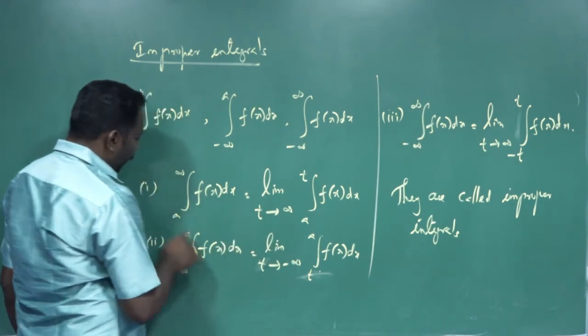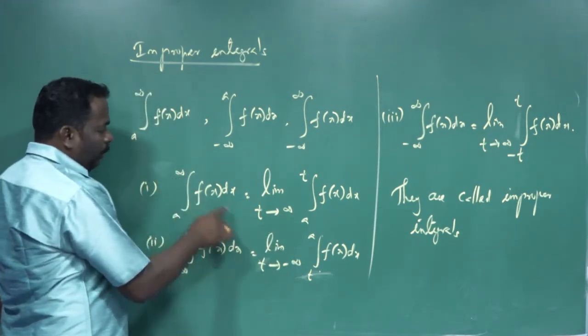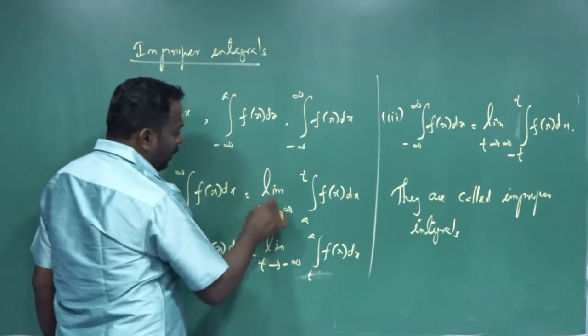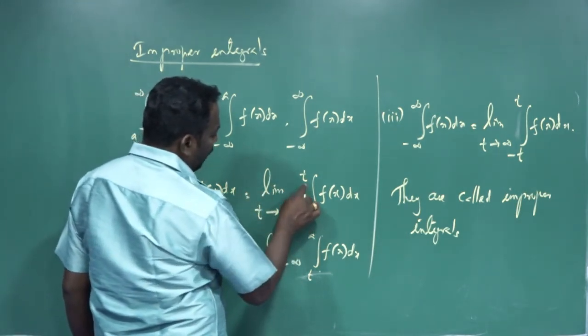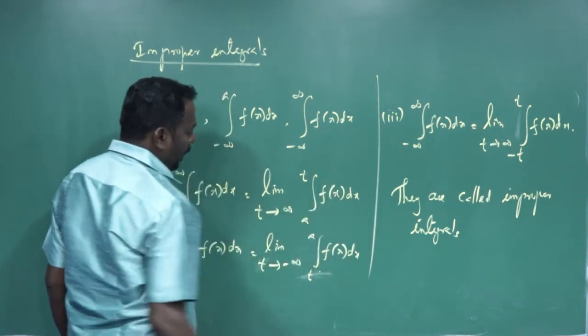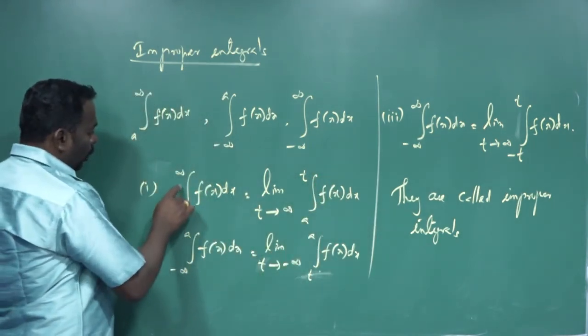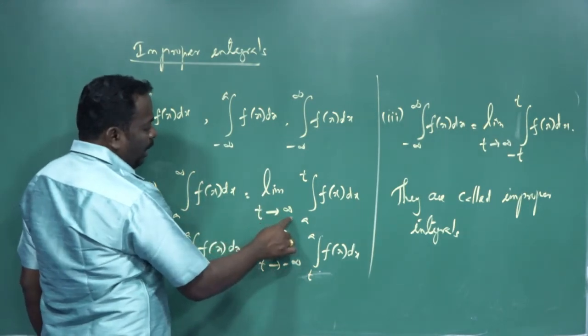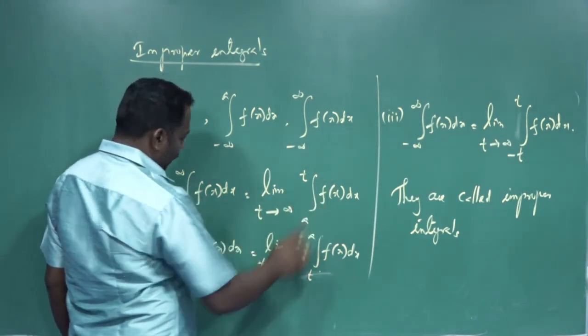t tends to infinity. Put t equal to infinity, it tends to infinity form, so applying limits, the integral from a to t of f of x dx. So the integral from a to infinity of f of x dx, we can write as the limit as t tends to infinity of the integral from a to t of f of x dx.